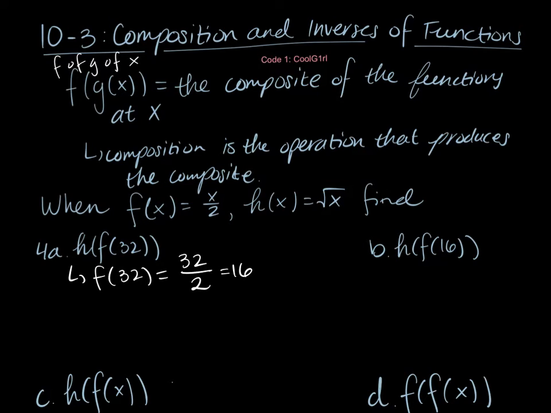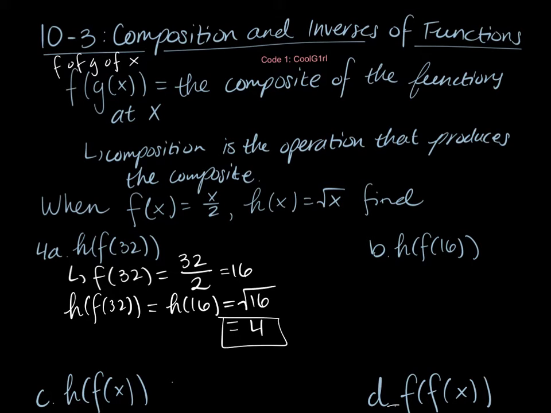I'm then going to take this 16 and sub it in for the f of 32. So instead of being h of f of 32, this is now equal to h of 16. And for h of 16, we sub in 16 for x, we get square root of 16, which is 4. Okay?